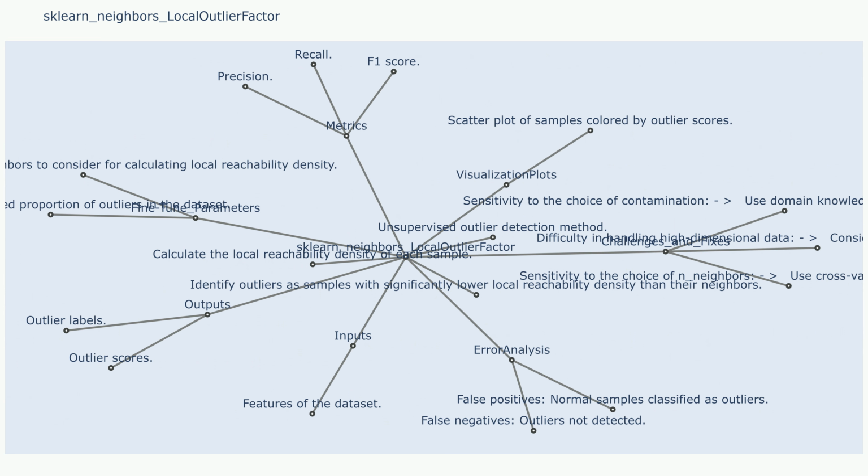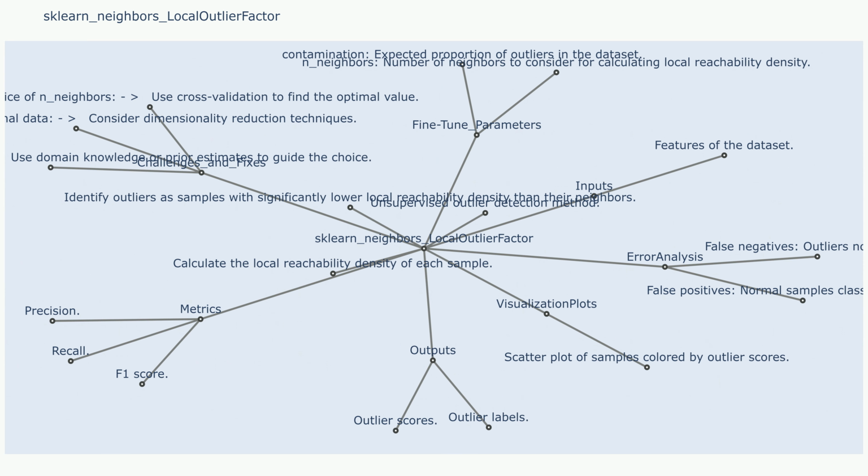Fixes to challenge 2: Apply dimensionality reduction techniques like PCA or t-SNE before applying LOF to reduce the dimensionality of the data. Use alternative outlier detection techniques designed for high-dimensional data, such as isolation forest or one-class SVM.